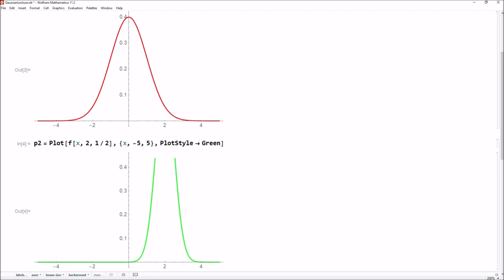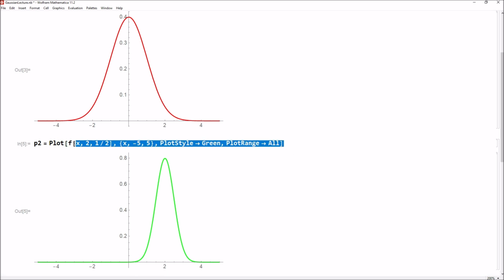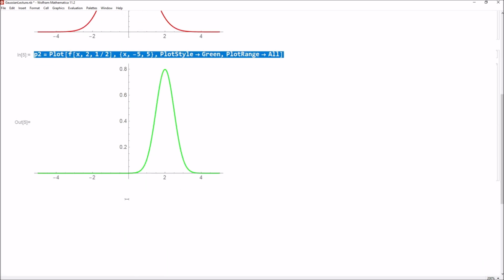So here you go. Oh, it kind of went off the page. Let's go ahead and set the plot range to all so we can see the whole thing. And here's what this other Gaussian looks like. We'll plot multiple of these together on the same plot just so we can compare.